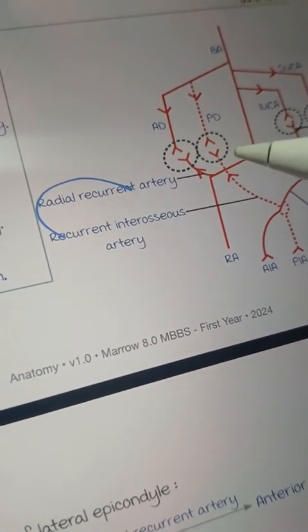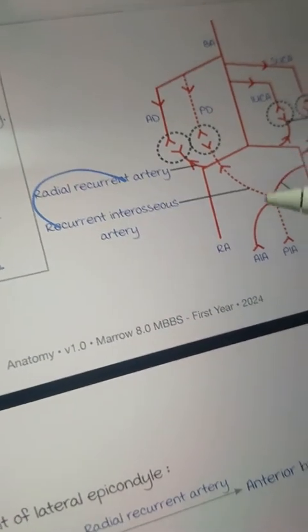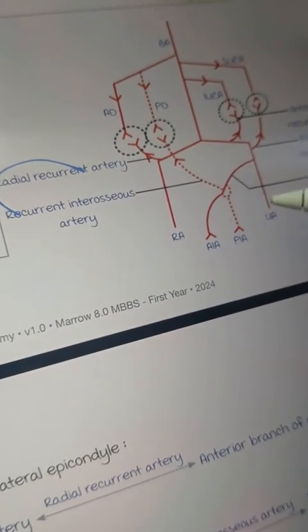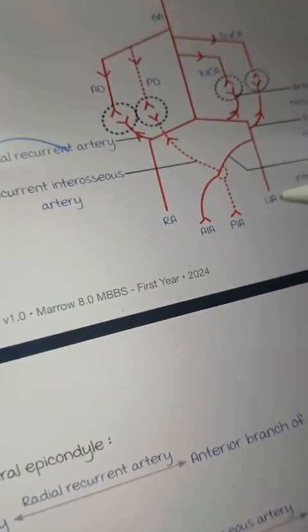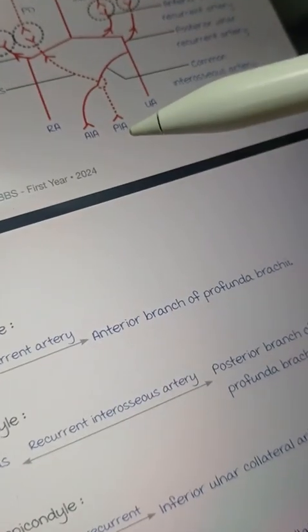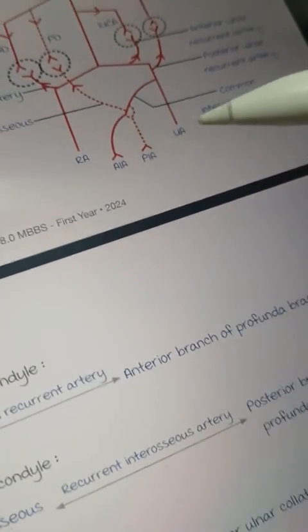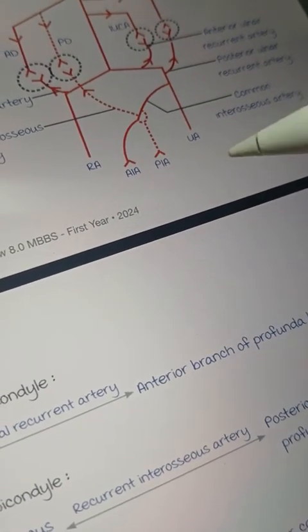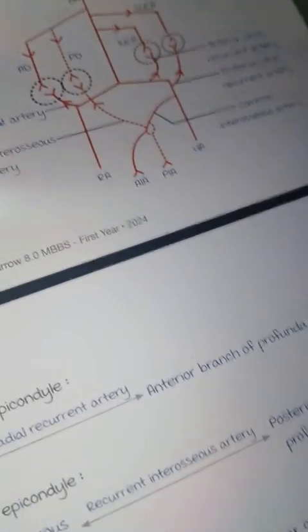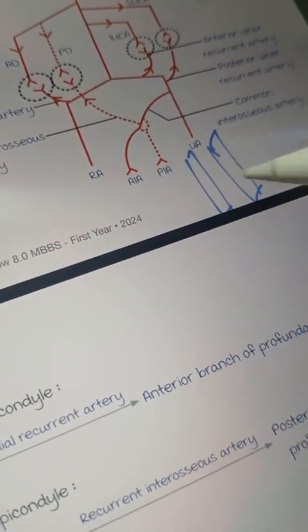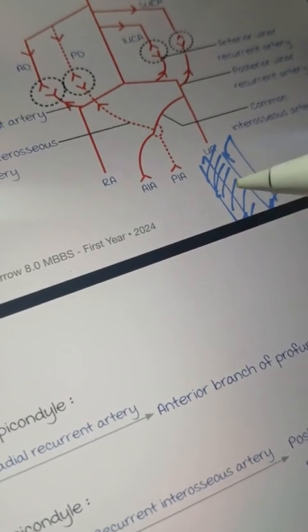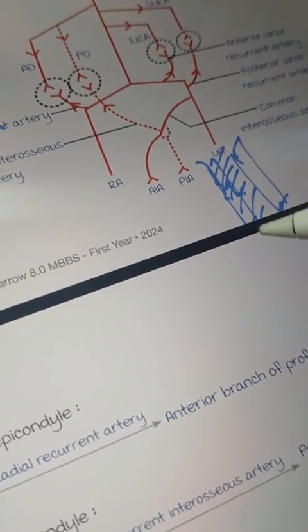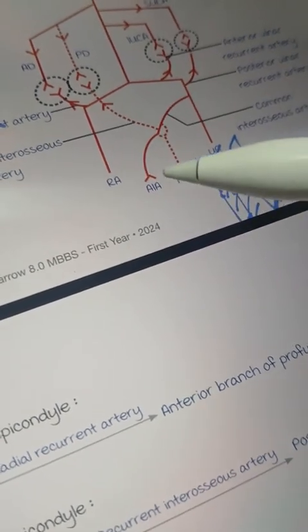And here we see the posterior descending branch, and it is anastomosed not with a branch of the radial artery, but with a branch of the ulnar artery, which gives the anterior and posterior interosseous arteries. Interosseous means that where two bones are there, between the two bones lies an interosseous membrane, and the artery that supplies the interosseous membrane is called the interosseous artery. We have two interosseous arteries.